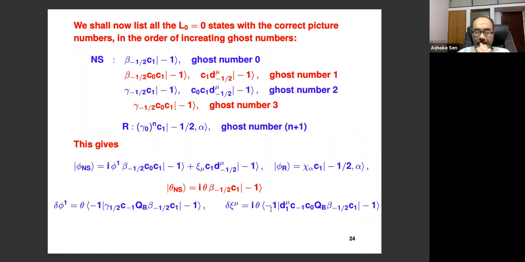You know that there is only one gauge transformation parameter in the NS sector, 11 fields in the NS sector, 1 from phi 1, 10 from here. And in the Ramond sector, there are 16 fields.